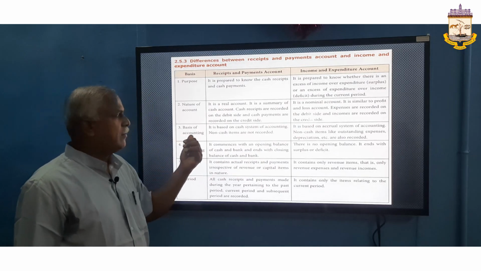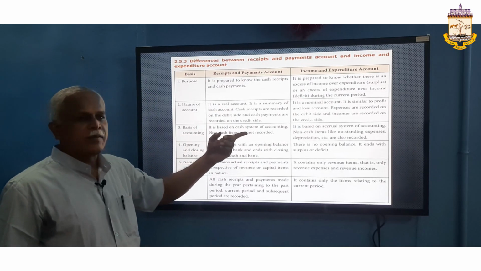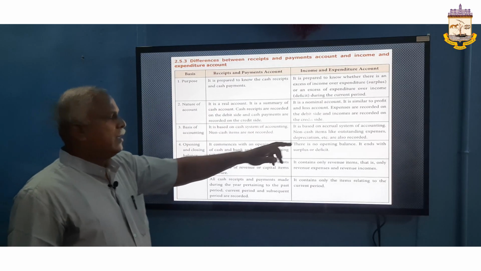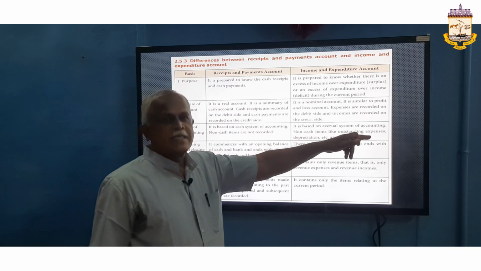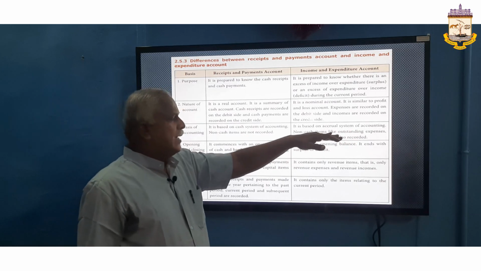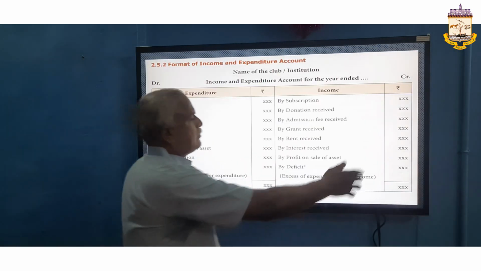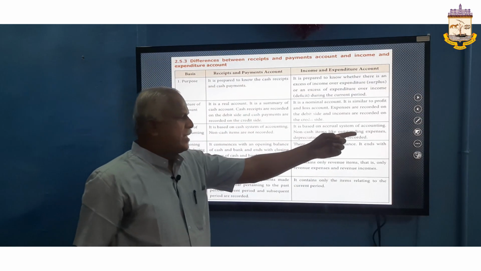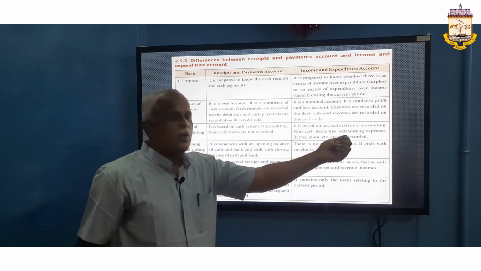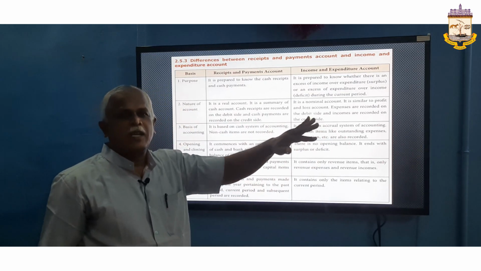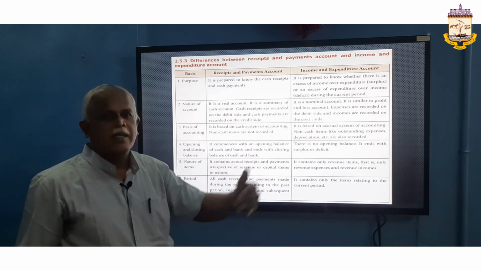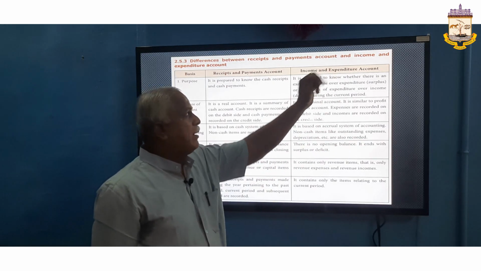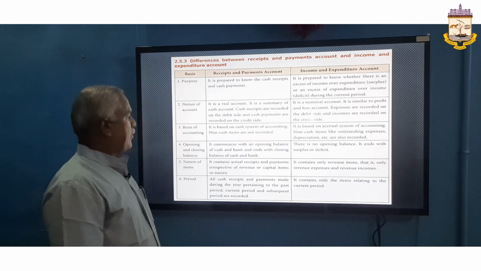Basis of accounting: the receipt and payment account is cash based, only cash transactions are recorded, non-cash are not recorded. The income and expenditure account is based on the accrual basis. Non-cash items like outstanding expenses and depreciation are also recorded. On the accrual basis, we have to consider whether something is prepaid or received in advance. Such types of adjustments are made, then we prepare the income and expenditure account.